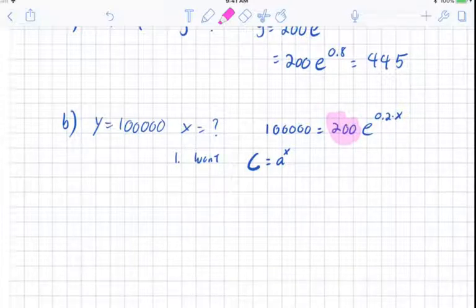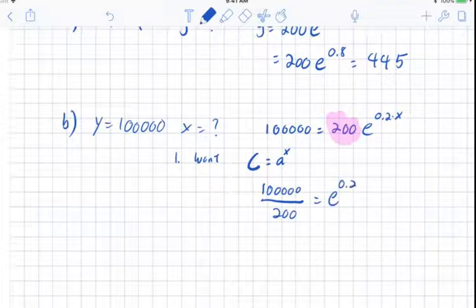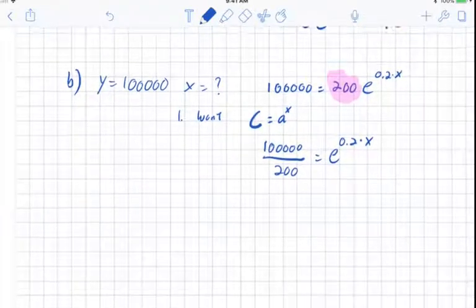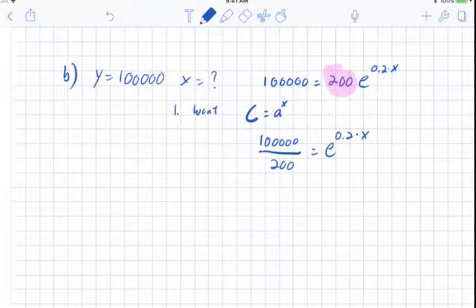So the first thing I have to do is divide both sides by 200. 10,000 divided by 200 is equal to e to the 0.2 times x. That's equal to 50, 500 is equal to e to the 0.2 times x. Okay. Now, to get x out of this expression, I need to use inverse functions. So I'm going to take the logarithm base e of both sides. That's ln.